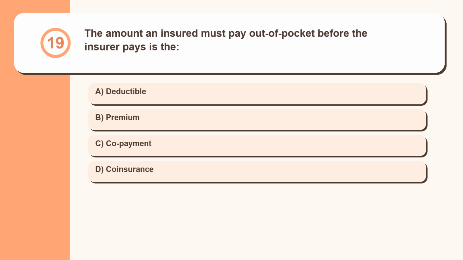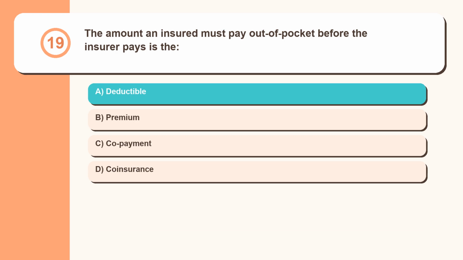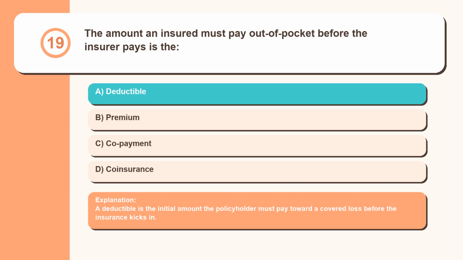Question 19. The amount an insured must pay out of pocket before the insurer pays is the deductible, premium, copayment, coinsurance. A deductible is the initial amount the policyholder must pay toward a covered loss before the insurance kicks in.